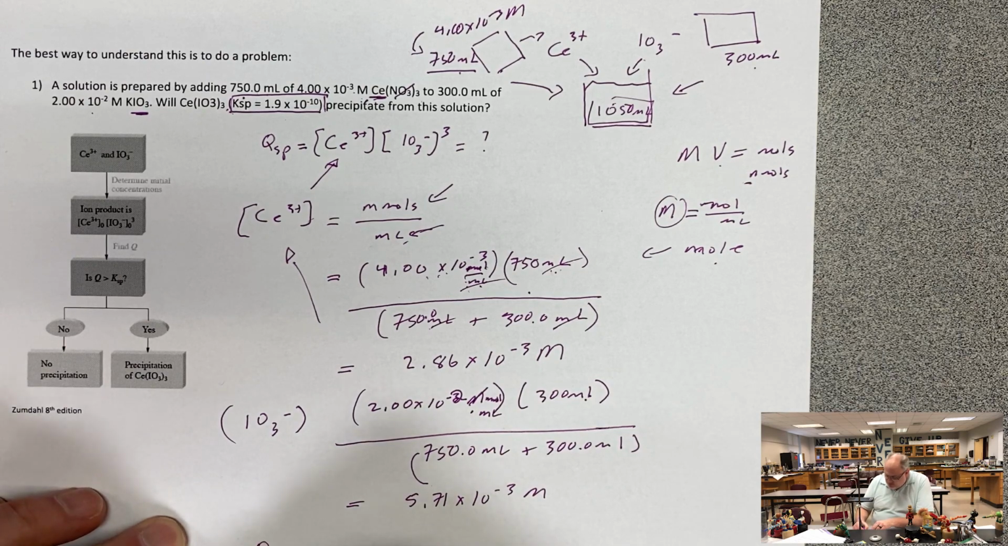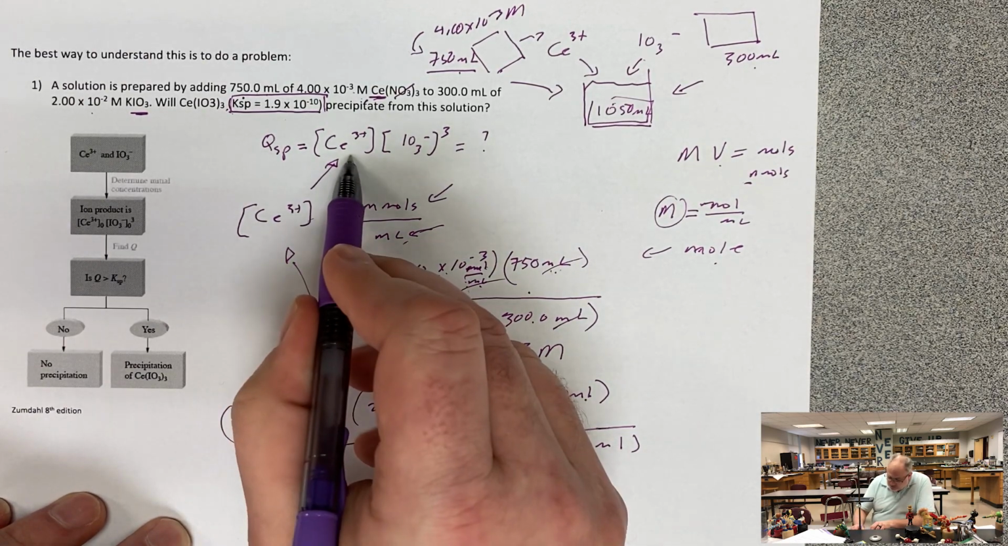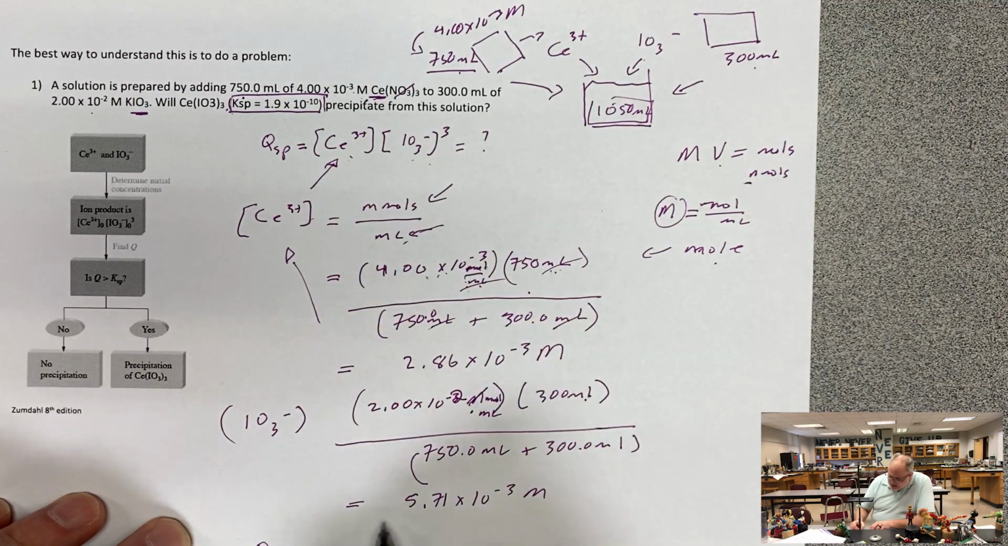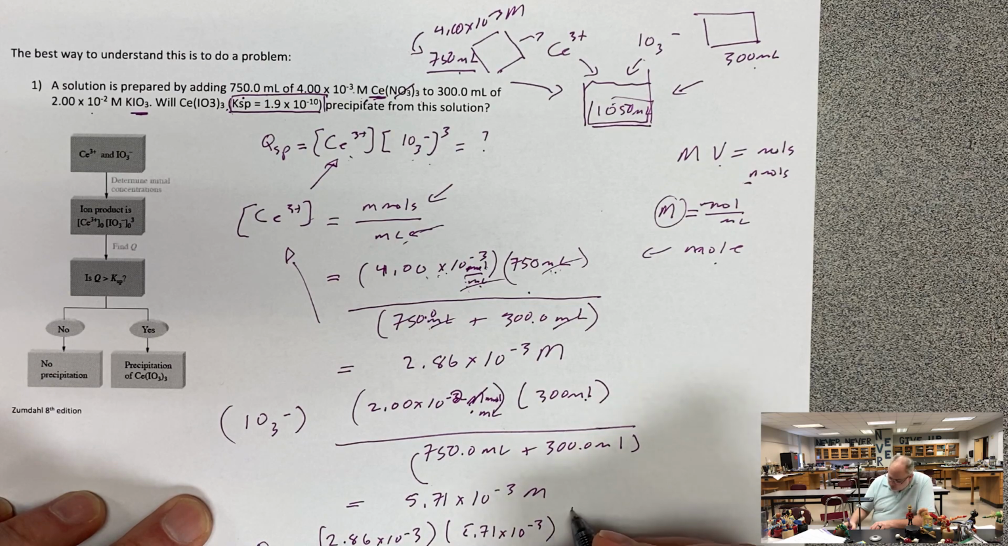Now, if we solve for Q in this, our Q value is actually going to be equal to, and let's set up our problem, we're just going to plug in our values up here. If we plug in the values into our problem, we're going to end up with 2.86 times 10 to the negative 3, all times 5.71 times 10 to the negative 3, all cubed. Yeah?